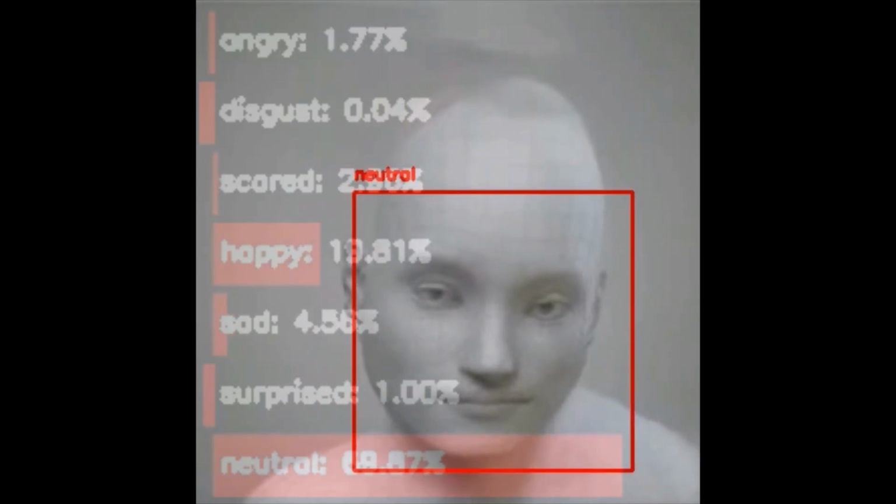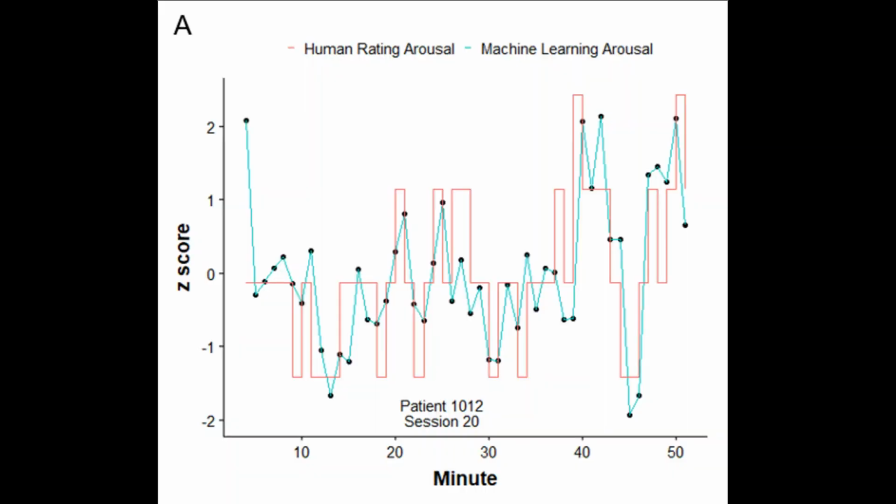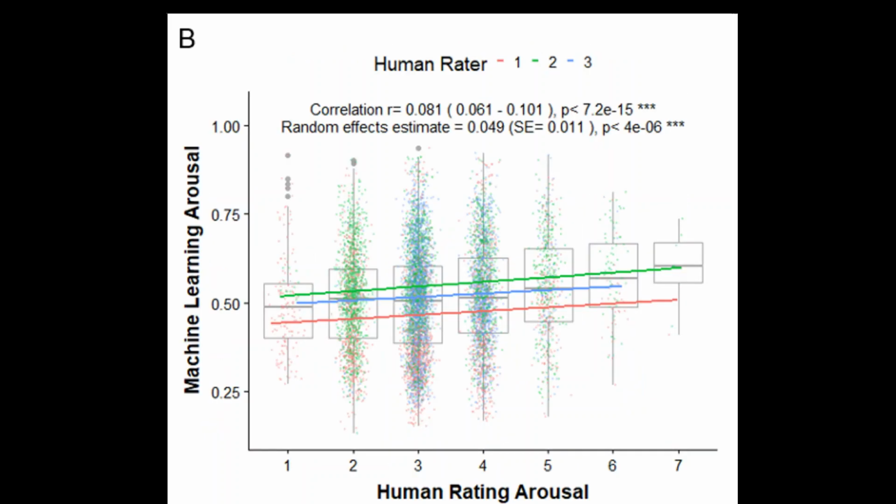In a first step, we compared the algorithm's results with the gold standard in psychotherapy research, expert ratings of emotions. Here you see the agreement of the client emotional arousal scale and machine learning emotion recognition in a session with very high agreement. Although the agreement is not always perfect, we find highly significant overall agreement between expert ratings of emotional arousal and the machine learning results.